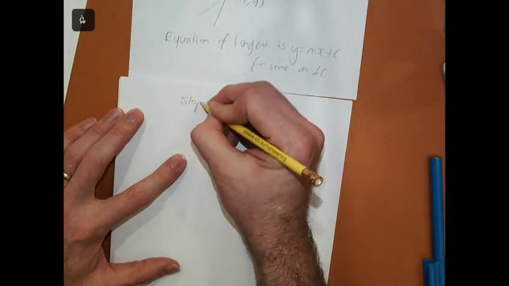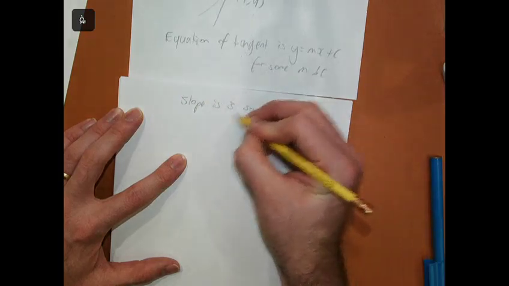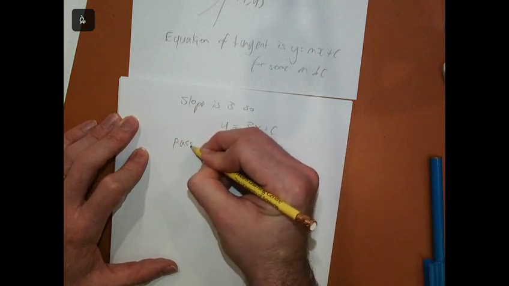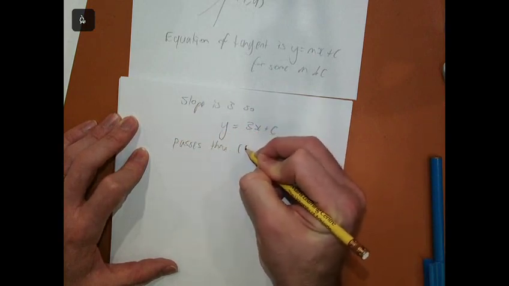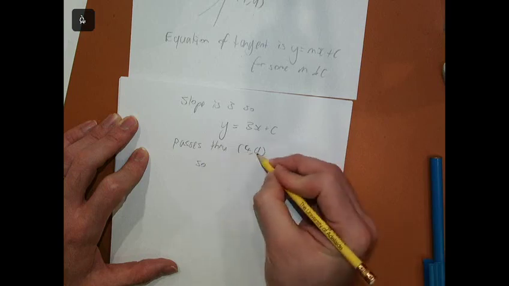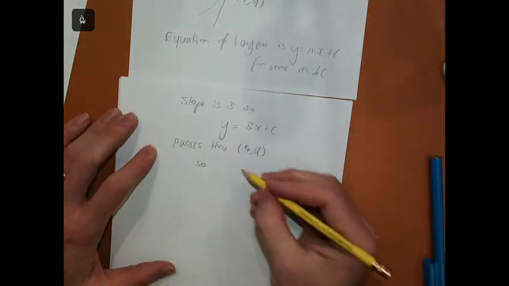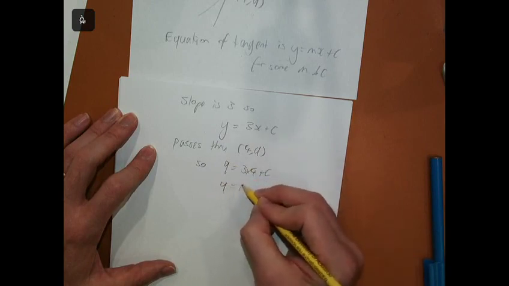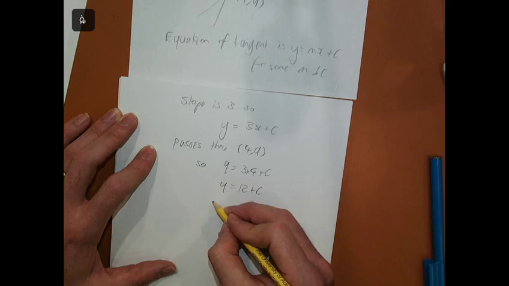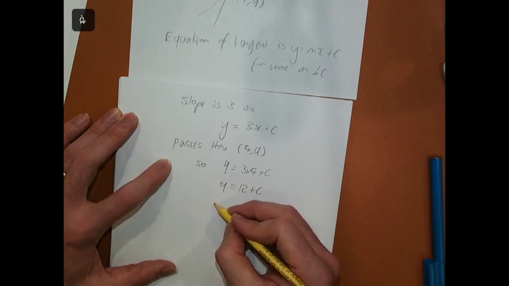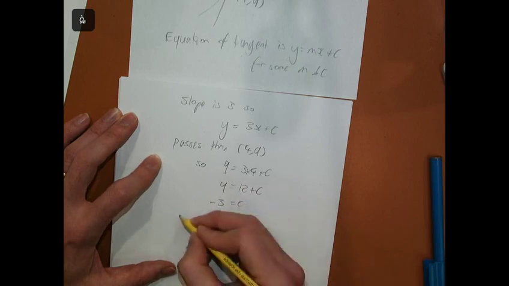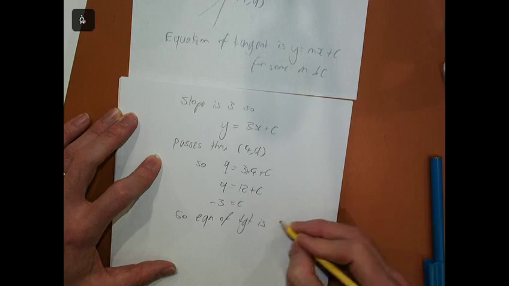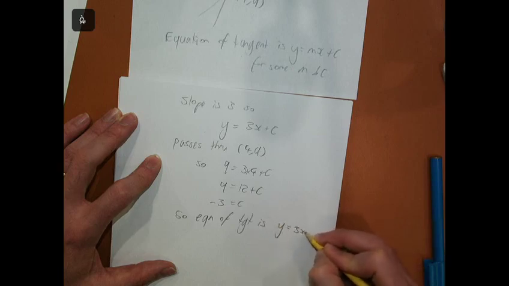So the slope is 3, so y equals 3x plus c, and it passes through the point 4, 9. So when I sub that into the equation, it'll work because that point is on that line. So 9 is 3 times 4 plus c. So 9 is 12 plus c. So subtract 12 from both sides, 9 minus 12 is minus 3 equals c. So the equation of the tangent is y equals 3x minus 3.